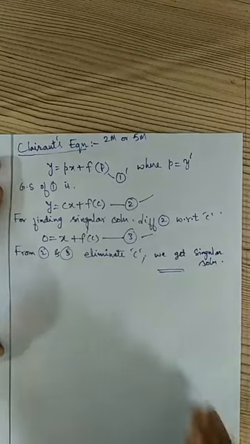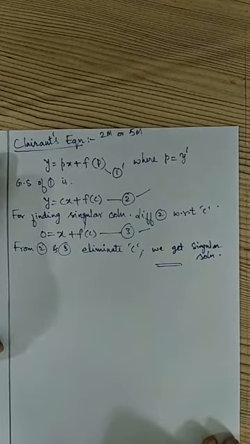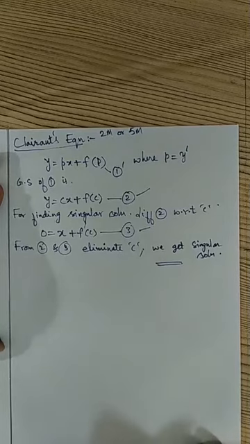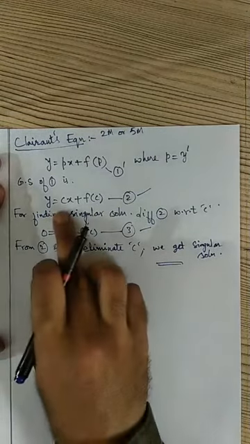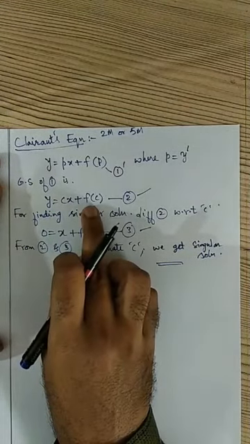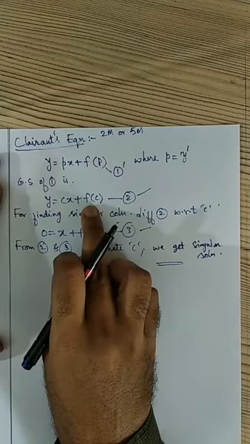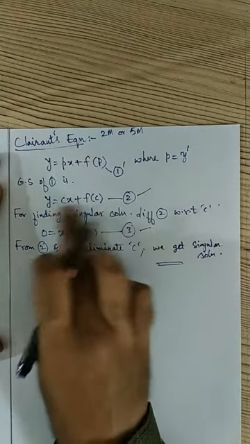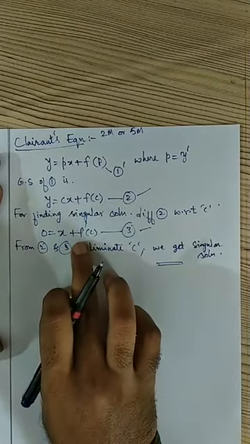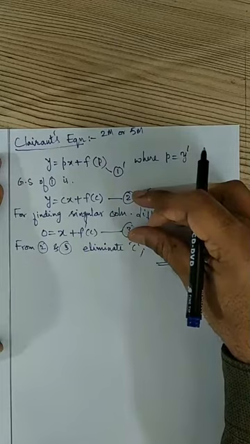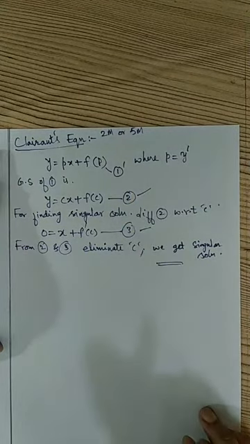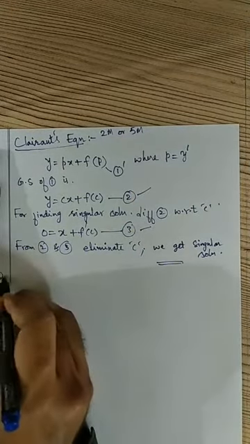So what is the procedure? If the given equation is of the form y equals to px plus f of p, then for finding the general solution, we have to replace p with c. Then we will get y equals to cx plus f of c. That will be the general solution. And for finding the singular solution, we have to differentiate this with respect to c. Then we will get another equation. Now from these two equations, we have to eliminate c to find the singular solution. Right? We will see one problem.